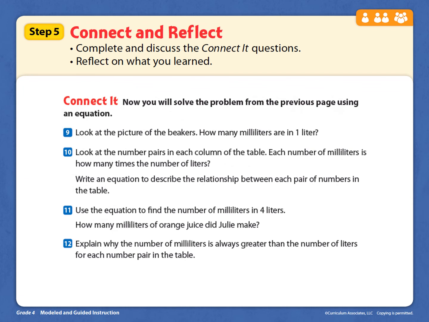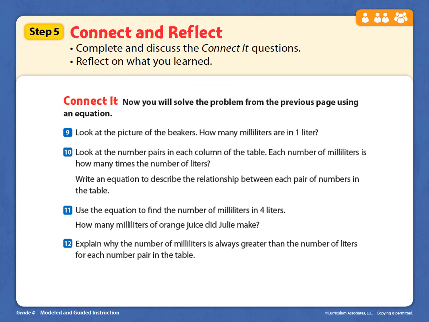Number 9 says look at the picture of the beakers. How many milliliters are in 1 liter? Look at the number pairs in each column of the table. Each number of milliliters is how many times the number of liters? Then it asks you to write an equation to describe the relationship between the pair of numbers in the table.